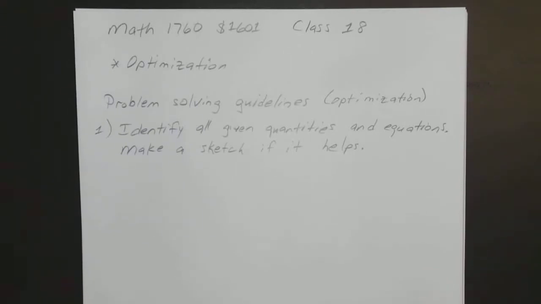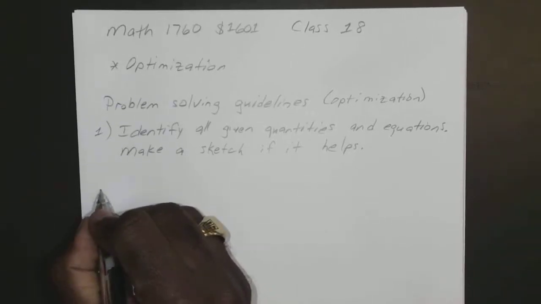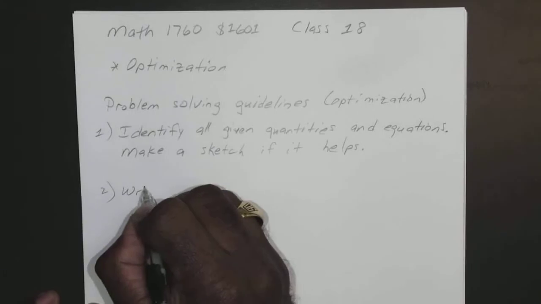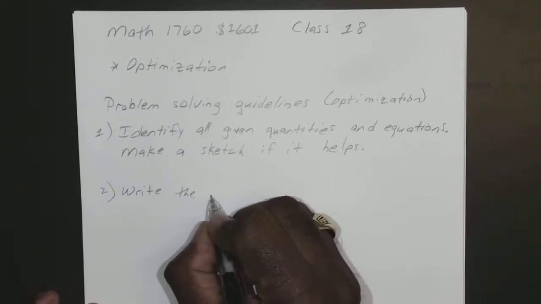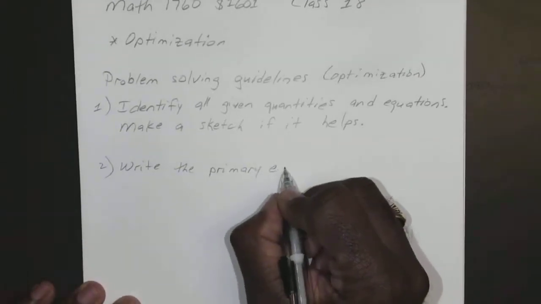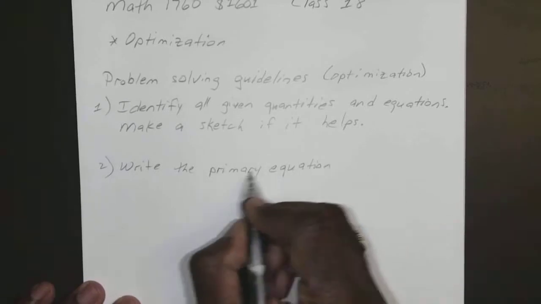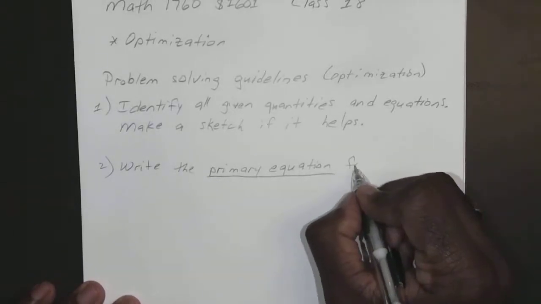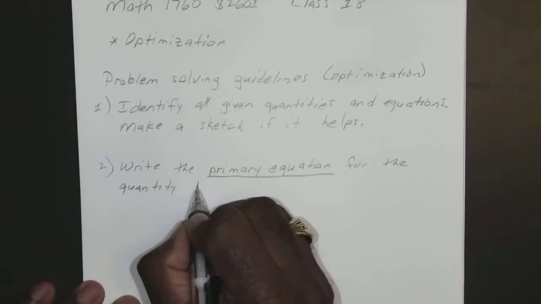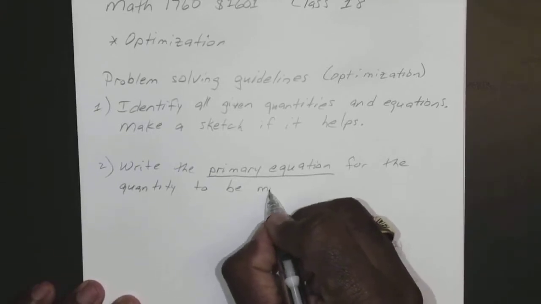So the second thing you want to do is write your primary equation. And a lot of times your given equation is not your primary equation. You have to actually come up with your primary equation based on what they're asking you for, for the quantity to be minimized or maximized.